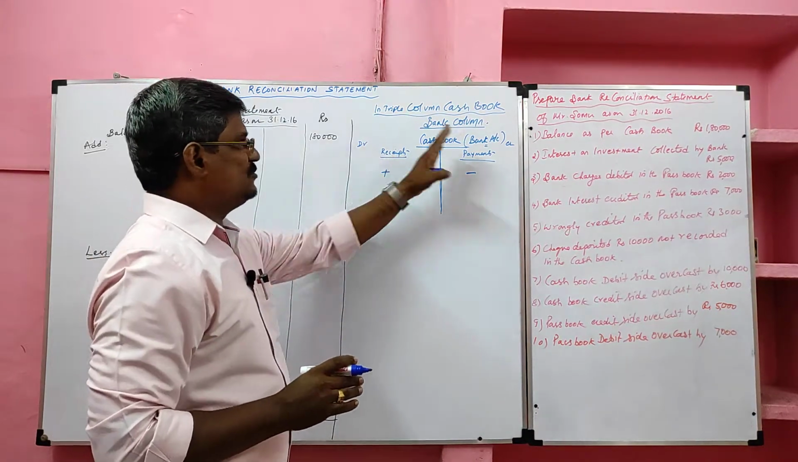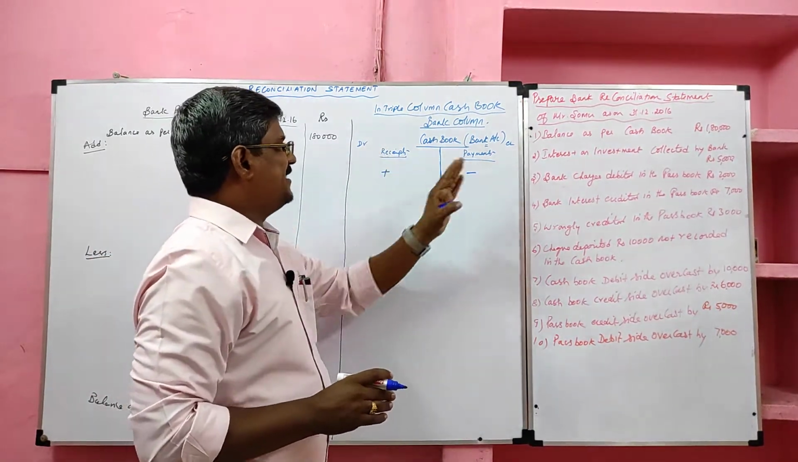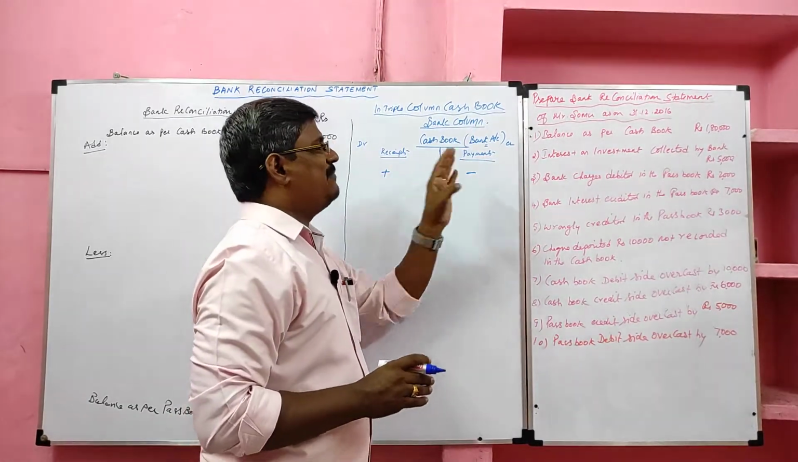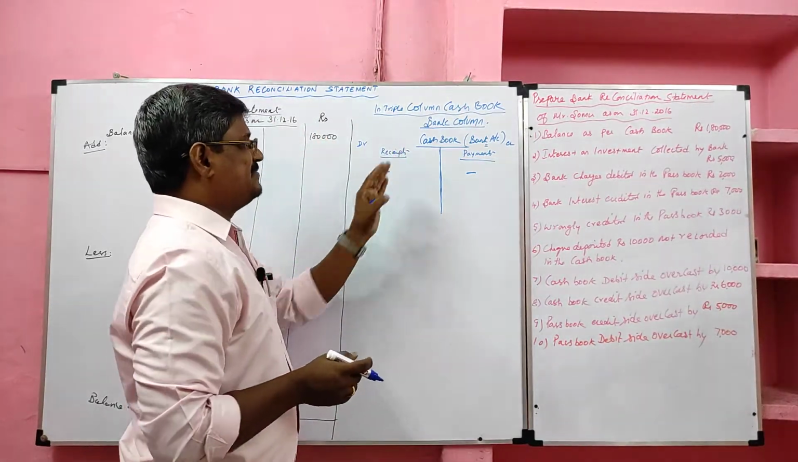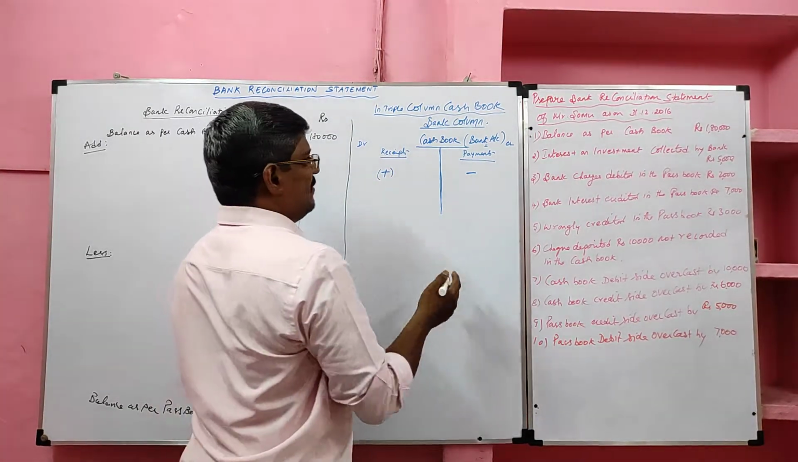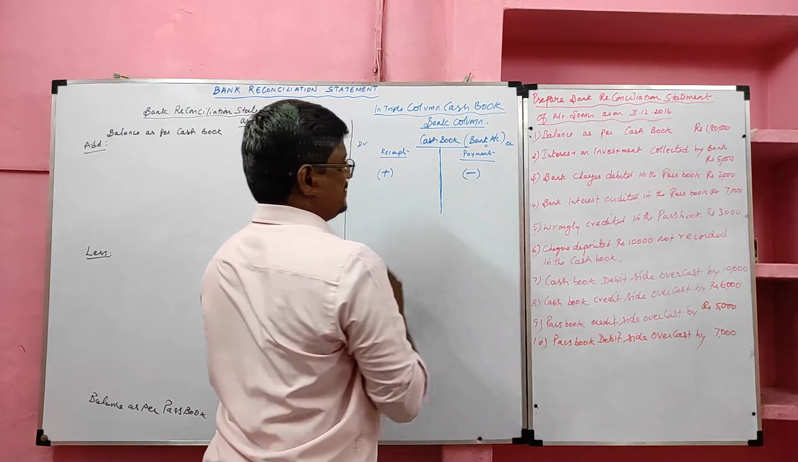Students, cash book has two sides, debit side and credit side. On the debit side, all cash receipts are recorded. On the credit side, all cash payments are recorded. Debit side, the receipt side, arithmetical symbol is plus. Credit side, payment, arithmetical symbol is minus.